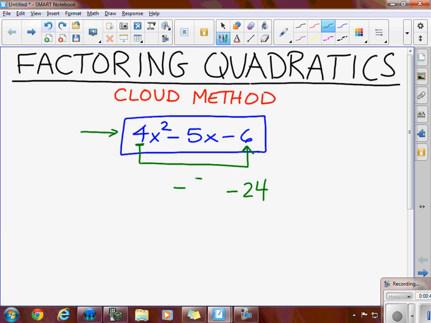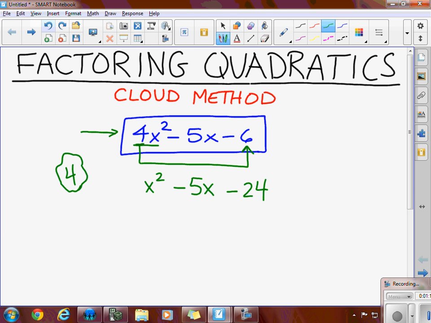The middle term is going to stay the same, negative 5x, but now instead of writing 4x squared, I'm just going to write x squared. So in essence, I'm just dropping that first coefficient on the x squared and making my constant larger. And I'm going to keep this 4 kicking around in a cloud because I have to use it again.